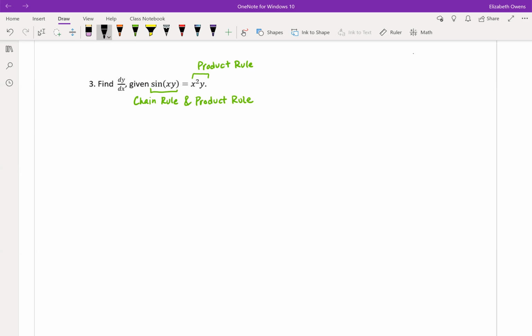Okay, let's go ahead and get set up for our implicit derivative on this. We're going to take the derivative with respect to x of both sides of the equation. This is a good first step; you're just writing down what you're setting out to do. And now we'll start applying all those rules.